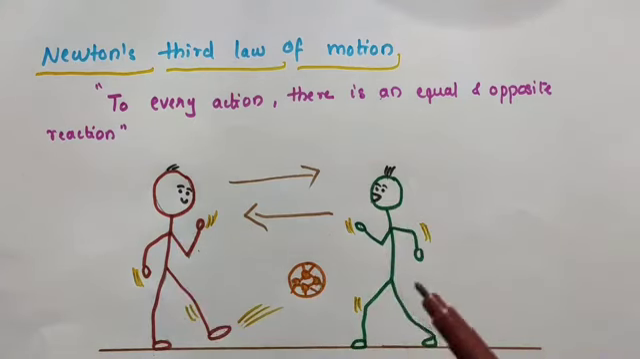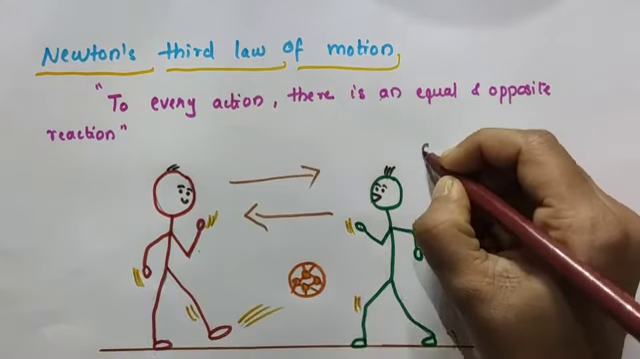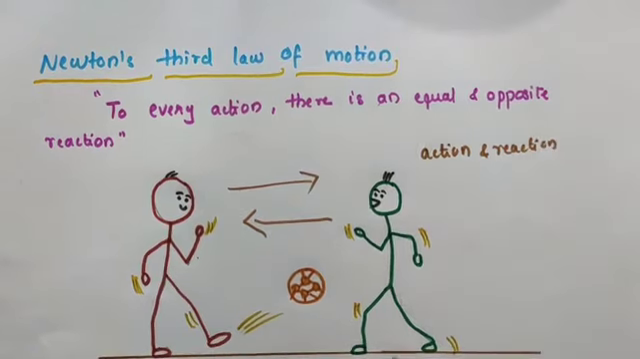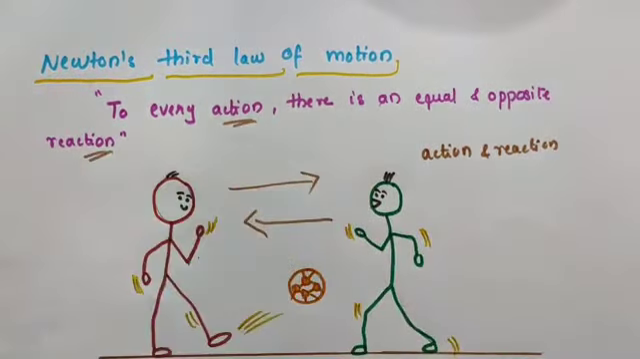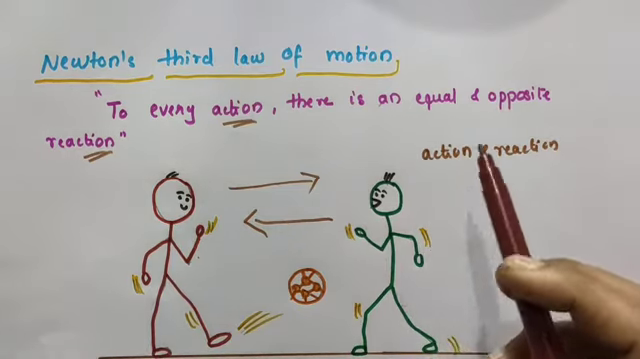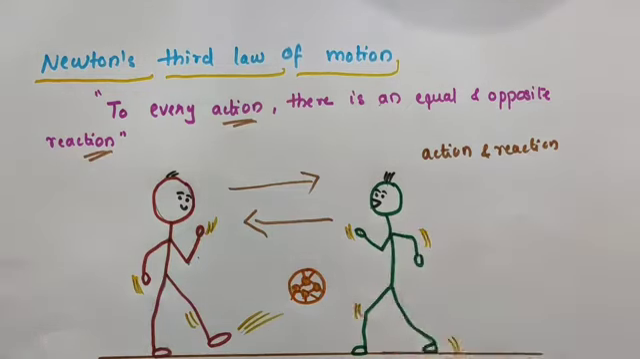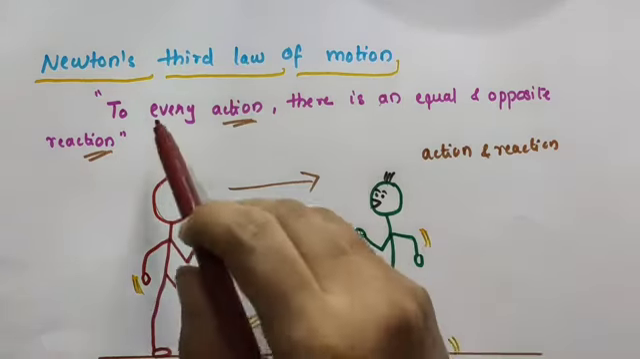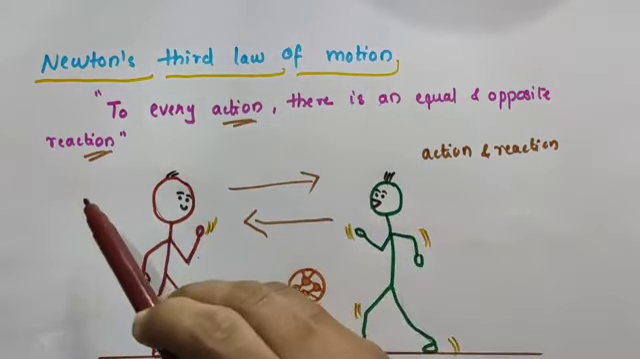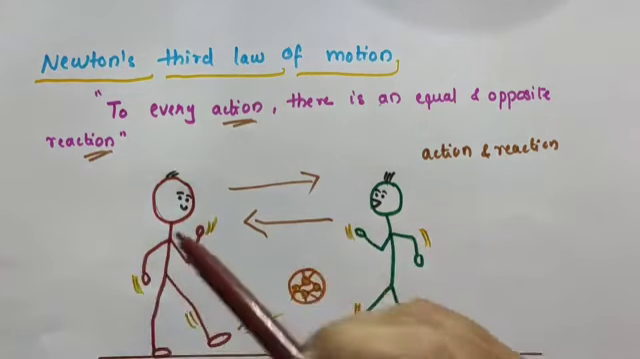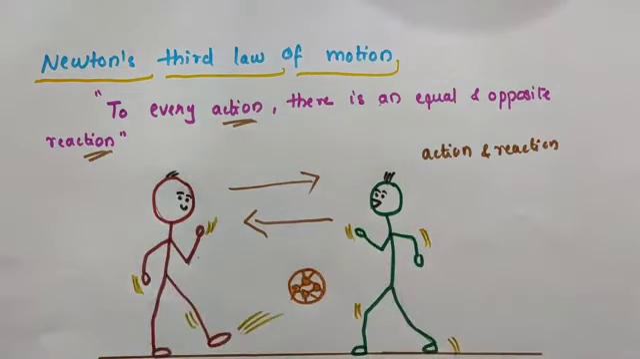The two opposing forces are also known as action and reaction forces. Any one of these two opposing forces can be called the action and the other can be called the reaction. So, according to Newton's third law of motion, to every action, there is an equal and opposite reaction. This action and reaction always act on two different objects simultaneously, at the same time.